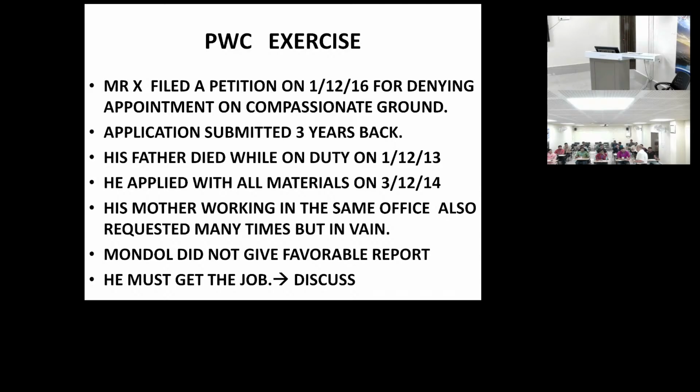See in the application of Mr. X. His father expired on 1/12/13 and he applied on 3/12/14. In accordance with the order of the Honorable High Court, he did not submit the application within a period of 1 year. So to honor the order of the Honorable High Court, I dismiss his petition. What the High Court will do? What the High Court will do? Yes.